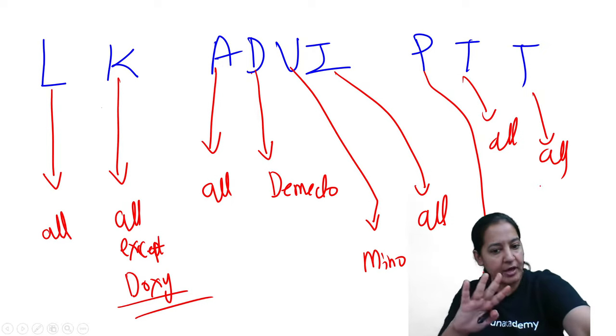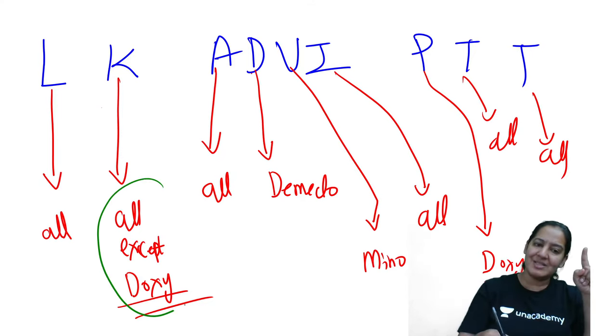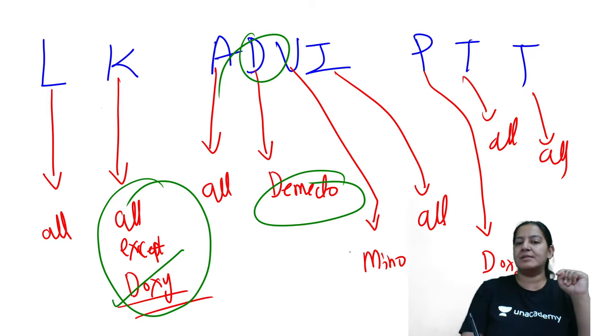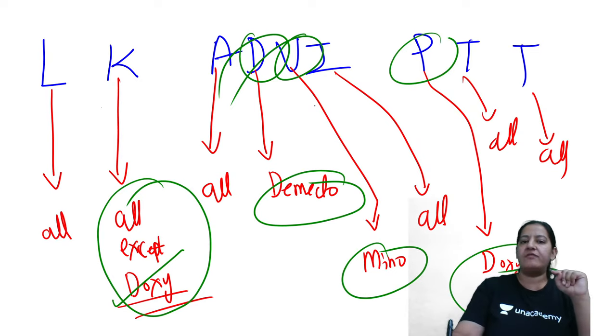Everyone give me a thumbs up. I cannot simplify more than this. These are the heights, I guess. So all cause kidney damage except doxy. Demeclo causes diabetes insipidus. Mino causes vestibular damage. And doxy and demeclo both are phototoxic.